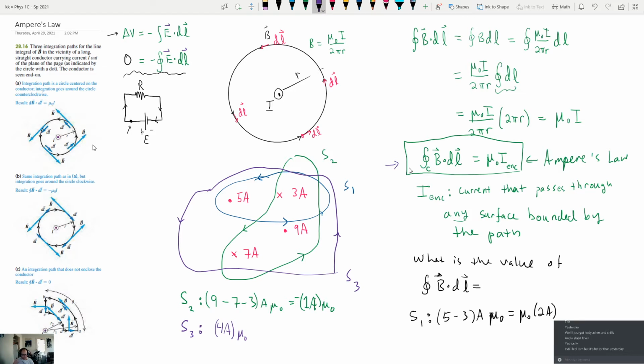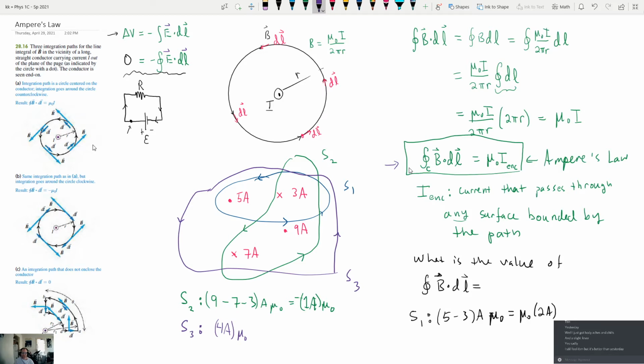So let me ask this question. If the magnetic field is not conservative, is it possible to write down a potential energy for the magnetic field? No, I would say no. Okay, so there's not going to be anything like that.